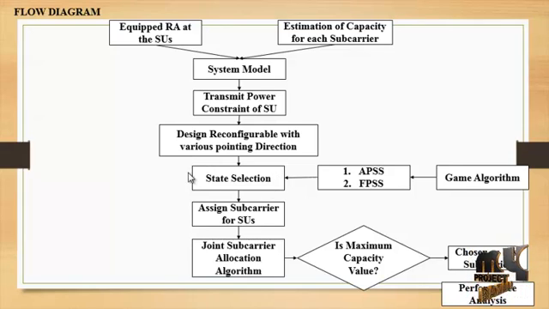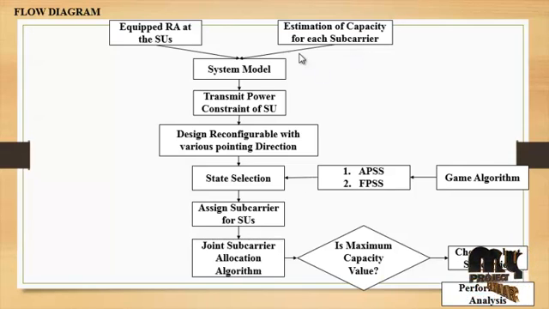Then state selection. In the state selection process, we are using the AP, that is the access point, and then calculating the free space using the game algorithm, and assigning subcarriers to secondary users. With the joint subcarrier algorithm, when the maximum capacity value is achieved, choose it as the best subcarrier, and finally calculate the performance analysis of the process.